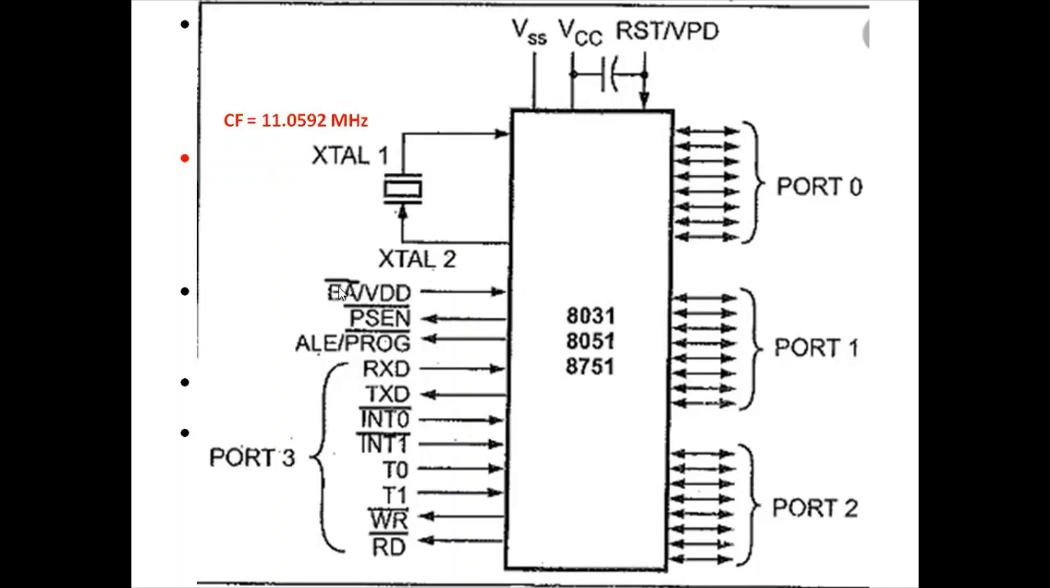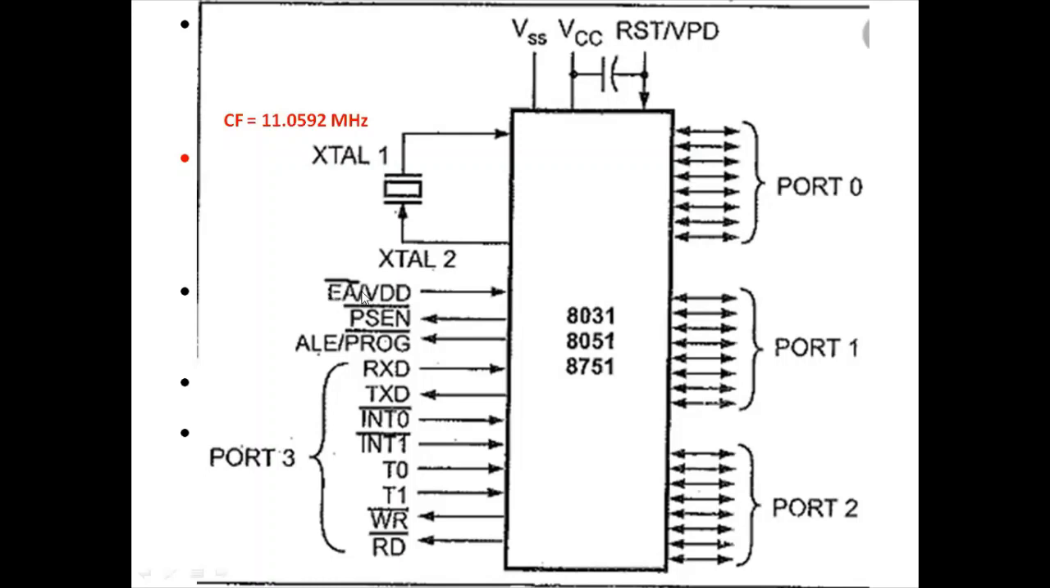Now next is EA bar, that is external access. I'll come back to this point. Meanwhile, you just remember that external access decides which ROM memory you are using. To be very specific, this decides which ROM you are using. I said 8051 has internal RAM and ROM. Also, you can connect external RAM and ROM to it. But if EA bar is 0, see, it is active low, right? Whenever it is 0, that means it is getting activated.